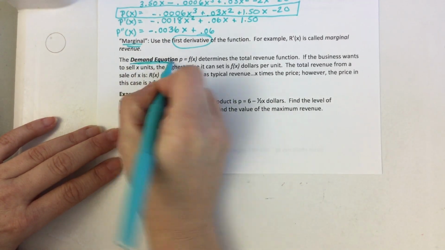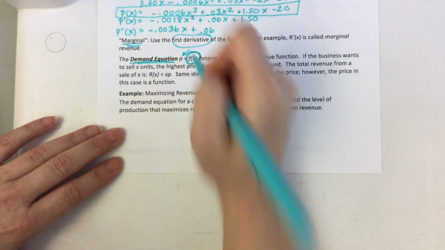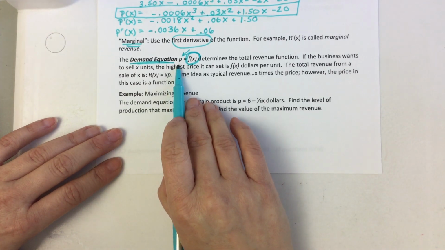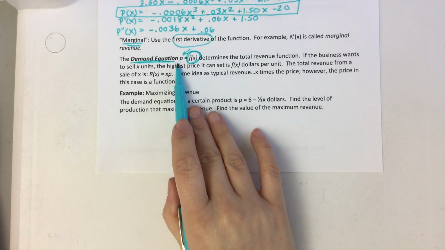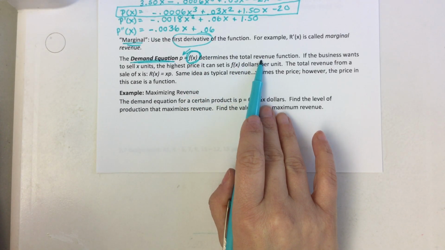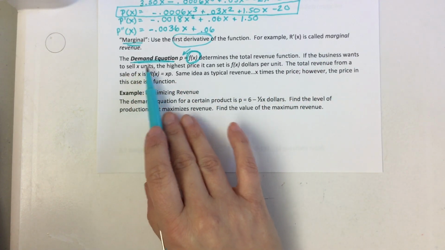There's something called a demand equation, and P represents the price. But your price is a function because you have to make calculations, okay? And so this tells you how you should price an item if you want to maximize your profits or if you want to sell a certain amount, because you want to look at the demand. So P is the price and it is a function. It determines the total revenue, how much money you're collecting, if a business wants to sell X units.